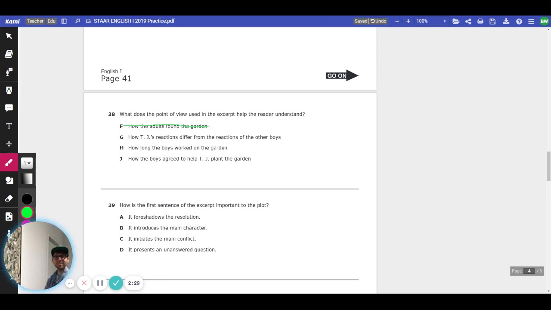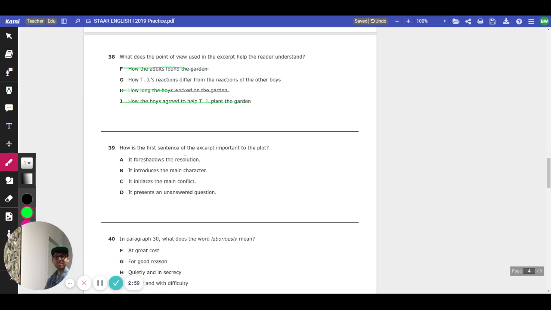How long the boys worked on the garden? Well, we don't even really find that out, other than they worked hard and long on it. But any of the boys could have told us that as well. How the boys agreed to help TJ plant the garden, it doesn't even go into that. So just by process of elimination, it's pretty obvious that it is how TJ's reactions differ from the reactions of the other boys. Having our first person narrator watch TJ, we can see that he reacts totally differently, and so that makes sense.